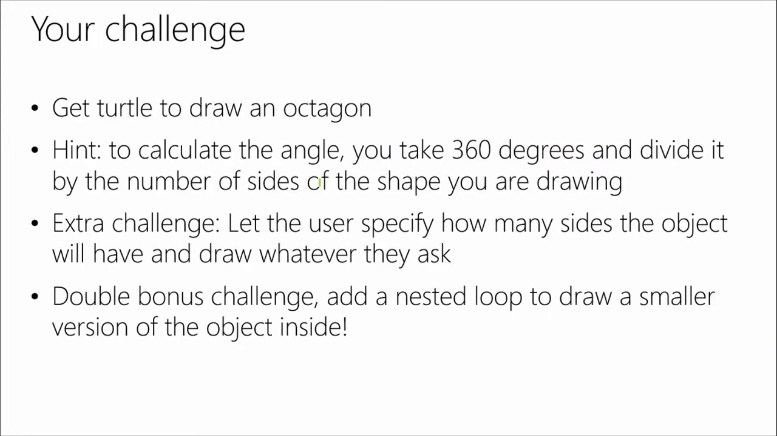So your challenge, now that you've had a chance to play around with this, should you choose to accept it: I want you to have Turtle draw an octagon. There's a reminder here of how to calculate the angle for an octagon. As an extra bonus, try to rewrite it so the user can type in how many sides they want the object to have and draw whatever they ask.